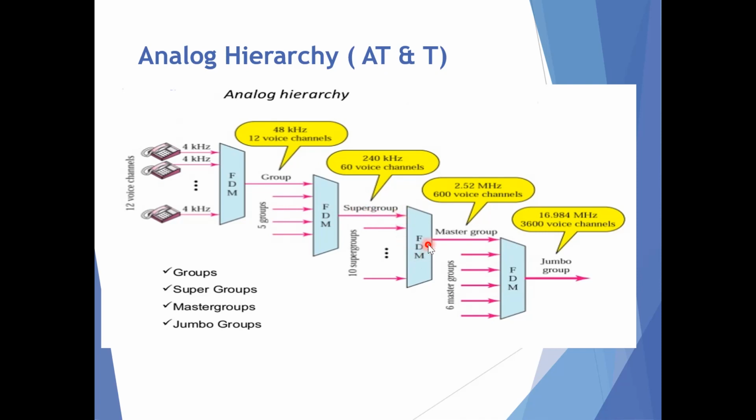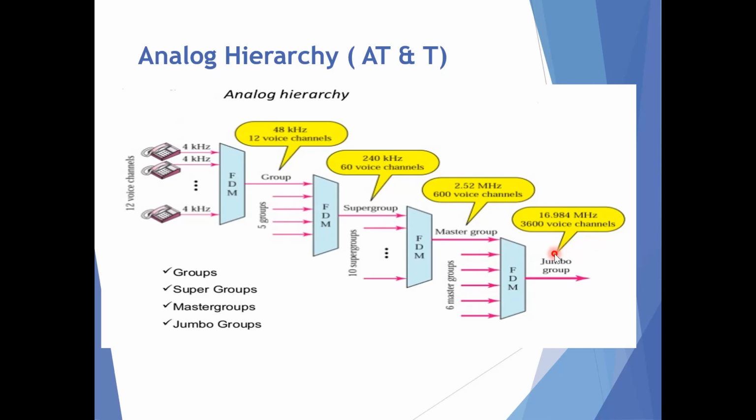Then at level 3, such 10 super groups are multiplexed and we get the output, known as the master group, with 600 voice channels and the frequency 2.52 megahertz. The next group is the jumbo group, where 6 master groups are frequency division multiplexed. At the end, 3600 voice channels are multiplexed over here.